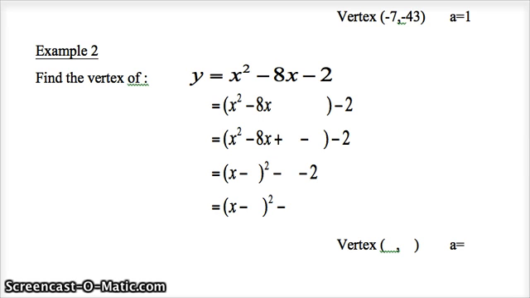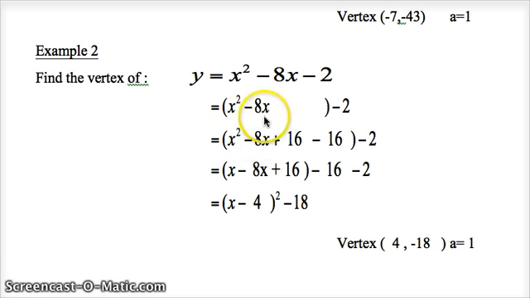Okay, so now I want you to try example 2. I want you to change y equals x squared minus 8x minus 2 into vertex form. So pause the video, try and fill in the steps, and then press play on the video again when you're ready to check your answer.